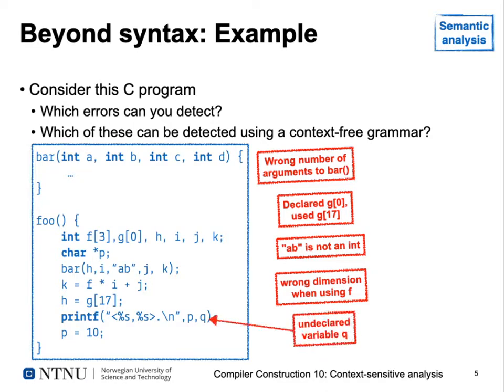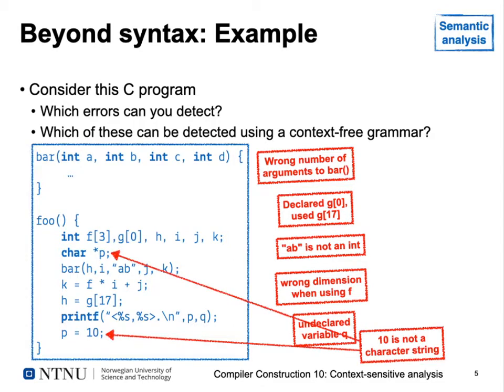Finally, in printf, we're trying to use an undeclared variable q here, so this can't be found anywhere else, and, well, assume it wasn't declared as a global variable here. And is that all? Oh, there's something else. In this last line of code, we try to assign the integer number 10 to p, but up here, p is a character pointer, so we just tried to assign an integer value to a character string, which also obviously has some problems.